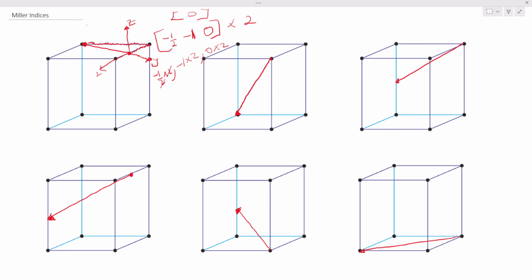Now let me draw it under here. We have bar 1. We don't need to put a comma actually. Then minus 1 times 2, we have bar 2. Then 0 times 2, we have 0. So that's the answer for this one.